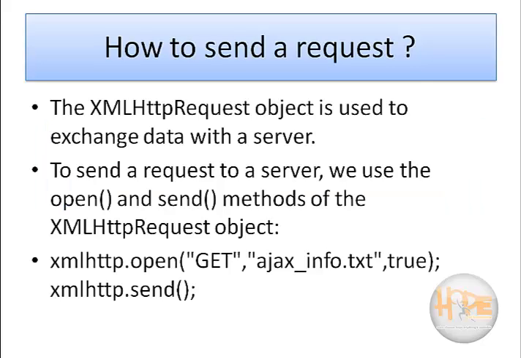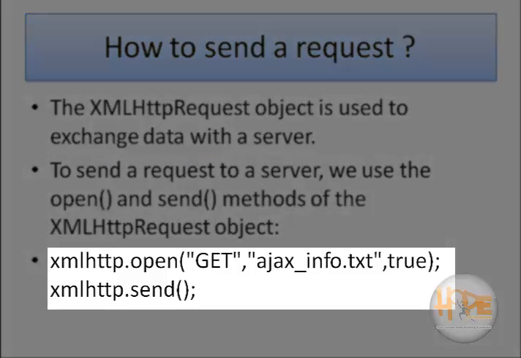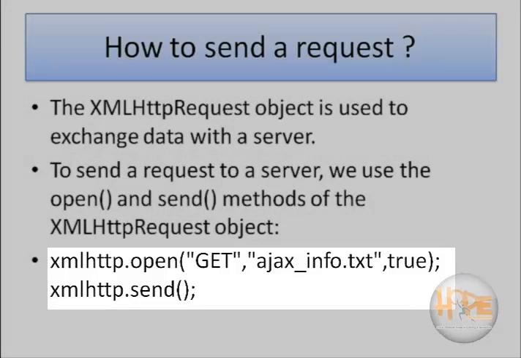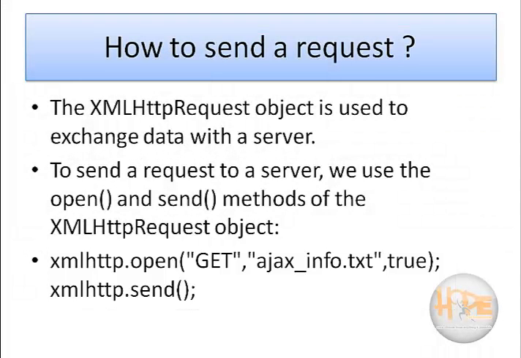First, the XML HTTP request object, that is the XHR object, is used to exchange data with a server. Now the question is how to send a request to the server, in which form it should be used. For that purpose we use the open and send methods of the XHR object. The XMLHttpRequest.open method accepts three parameters and it is immediately preceded before the XMLHttpRequest.send method.